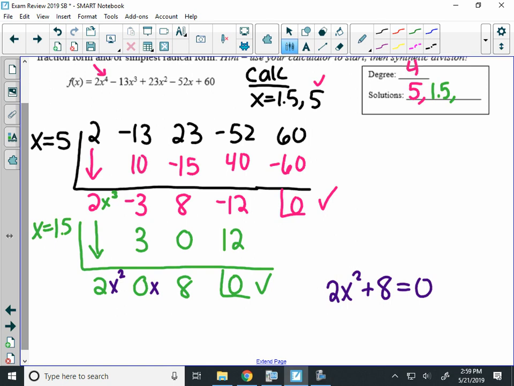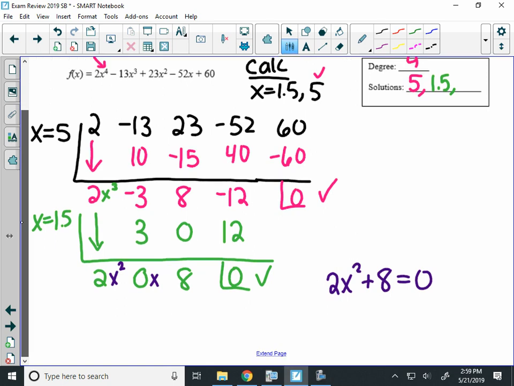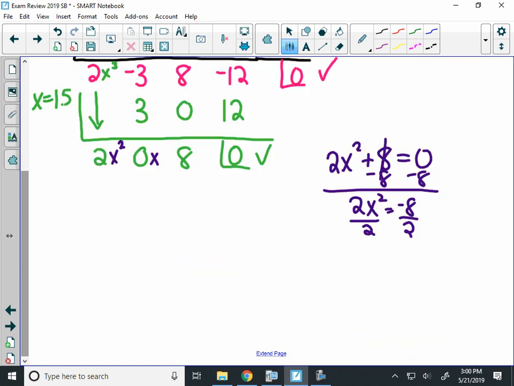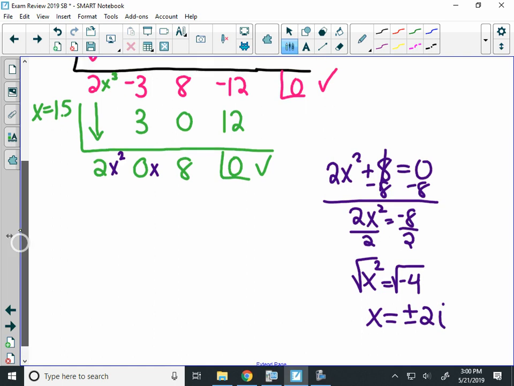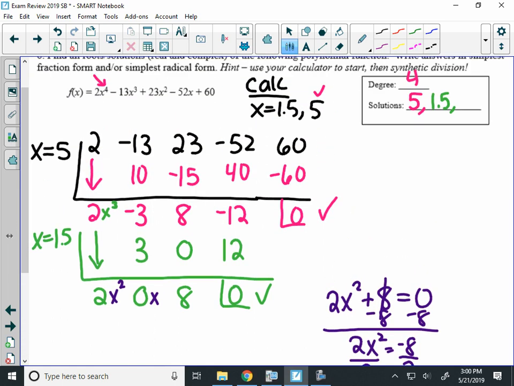I can now solve that and get my final 2 roots because I need 2 more. So I'll start by subtracting 8. Get 2x squared equals -8. Divide by 2. And then take the square root. Here, the square root of -4 is plus or minus 2i. So solving that problem gives me the other 2 roots. There are 2 imaginary and 2 real roots there.